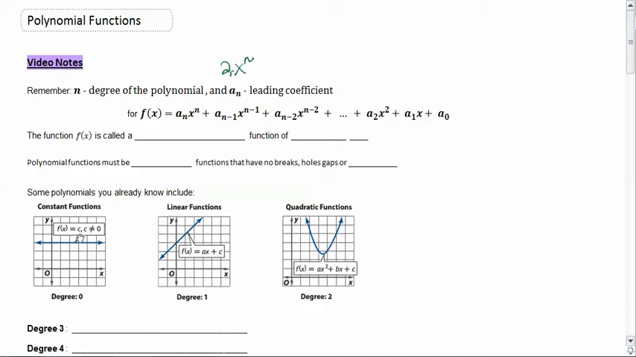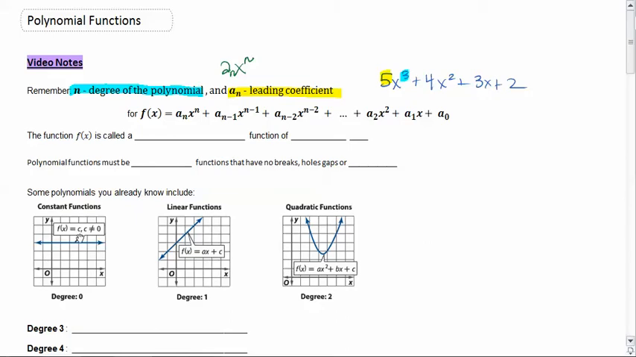And we can put a little sub n by that a to say that this coefficient specifically related to that n is going to be our leading coefficient. So a sub n is our leading coefficient. So if we have 5x cubed plus 4x squared plus 3x plus 2, for example, then this 5 is our leading coefficient. And the reason it's our leading coefficient is because it's attached to the x that has the highest n. And our n we call the degree of the polynomial. So this polynomial would be of a third degree, a degree 3, because the highest n that we have is 3.